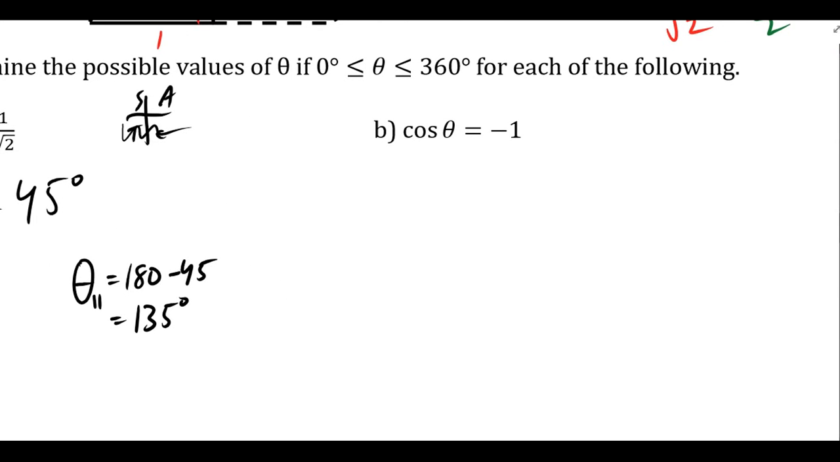Okay, B, cosine theta is -1. What does that mean? It's always a ratio. Cosine is a ratio. Tangent is a ratio. Sine is a ratio, right? So this is where x over r is 1. So x and r are the same. Where does that happen? Right here, when it's negative.